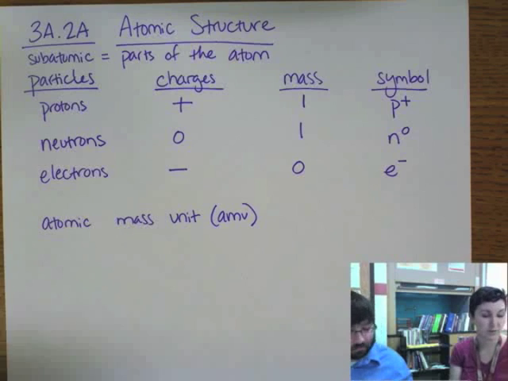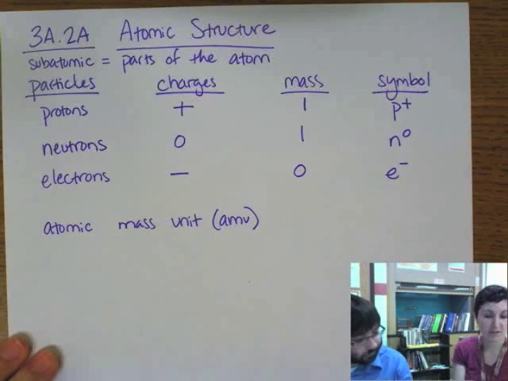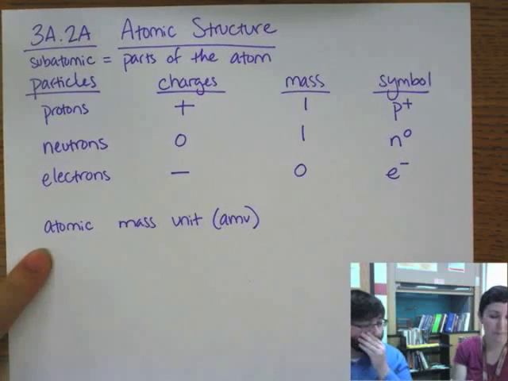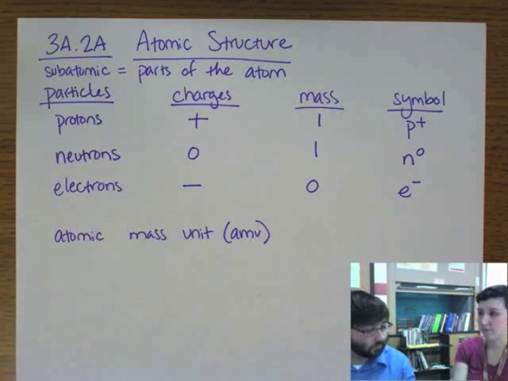Well, cool. Okay, so protons have a P, neutrons have an N, and electrons have an E. Okay, that's easy to remember. And you said the atomic mass unit is how we measure the mass of the atom, or the parts of the atom. The parts of the atom, right.